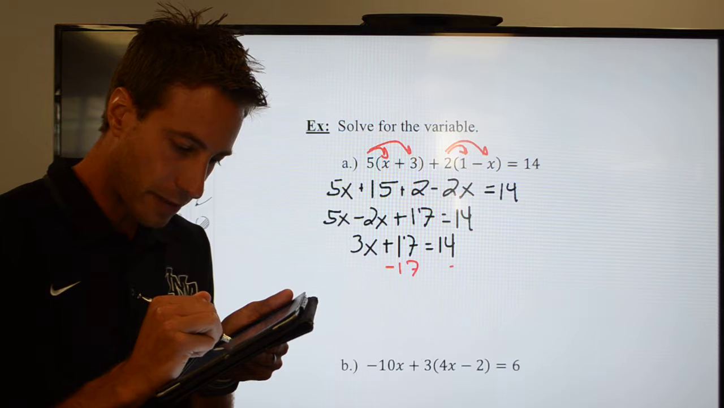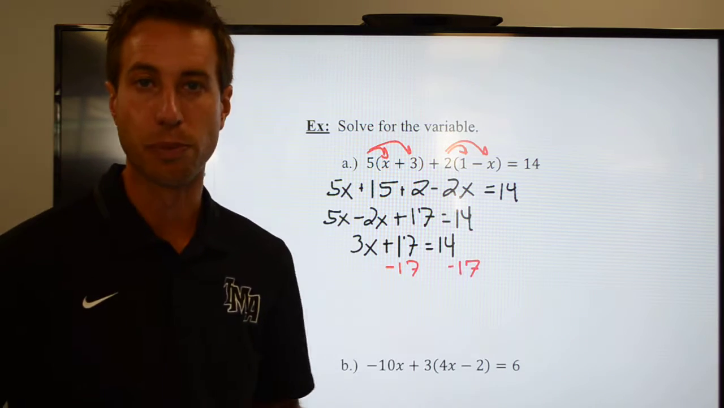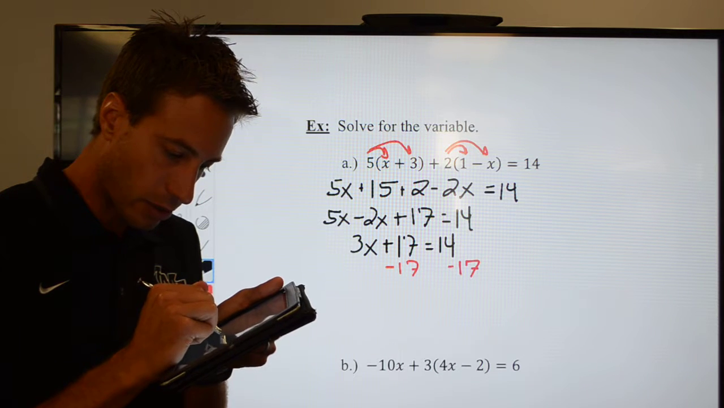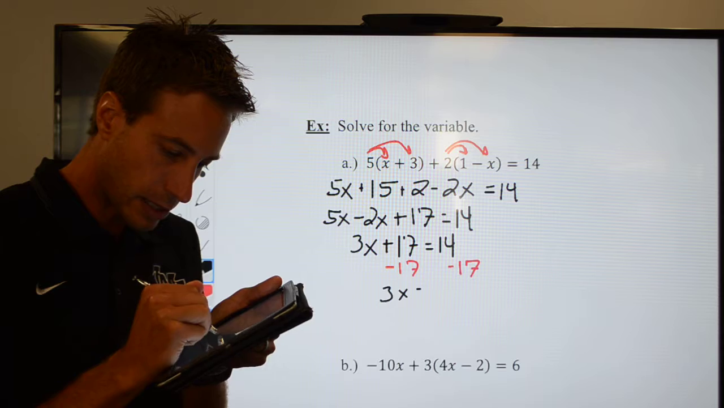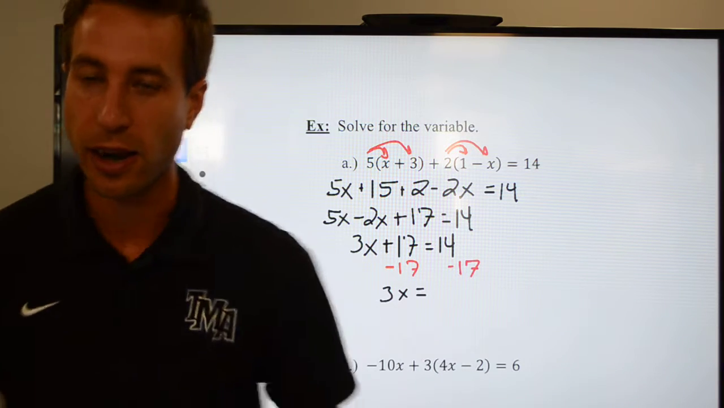And the property of equality says whatever you do to one side, you got to do to both sides. So we'll subtract 17 from both sides. That's going to leave me with a 3x is equal to 14 minus 17. Throw that in your calculator. I get negative 3.